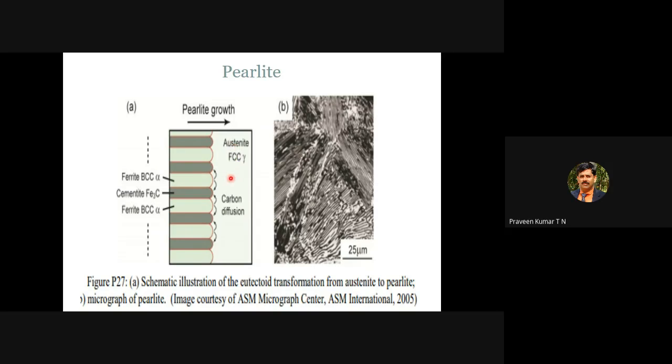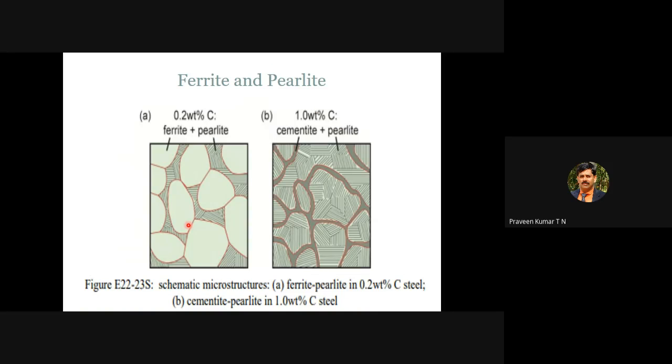If you decrease the temperature, during the cooling process, it will form alternate layers of Fe3C and alpha. You can see alternate layers of Fe3C and alpha. So now you can see the pearlite, we have ferrite. Ferrite is nothing but alpha. Pearlite is alpha plus Fe3C.